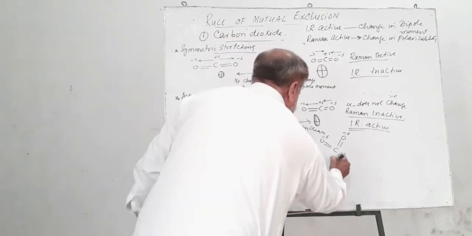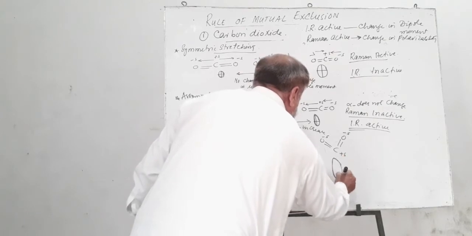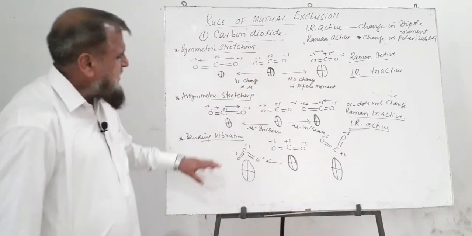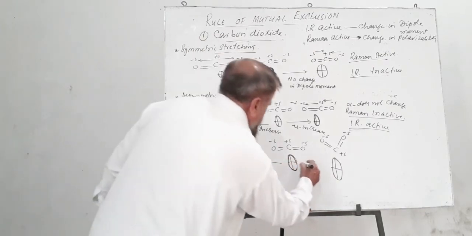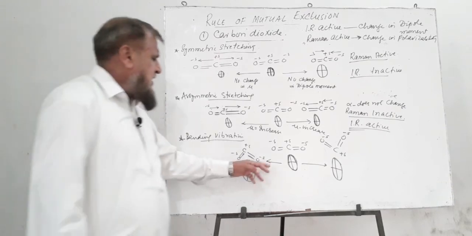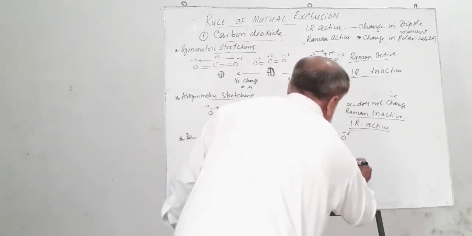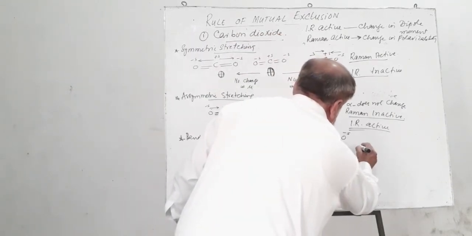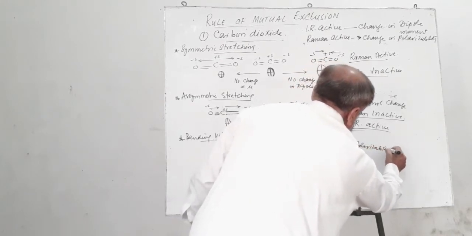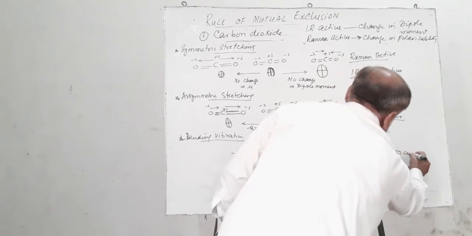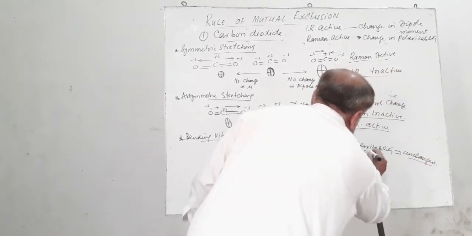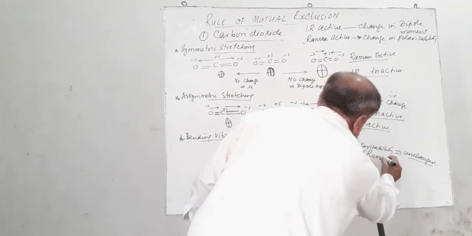Now on both sides, at both extremes of vibration, the polarizability ellipsoid is repeated. So we have the same polarizability on both the extreme ends. Therefore, as the polarizability is unchanged, because it is repeated at two extremes, this vibration will be Raman inactive.